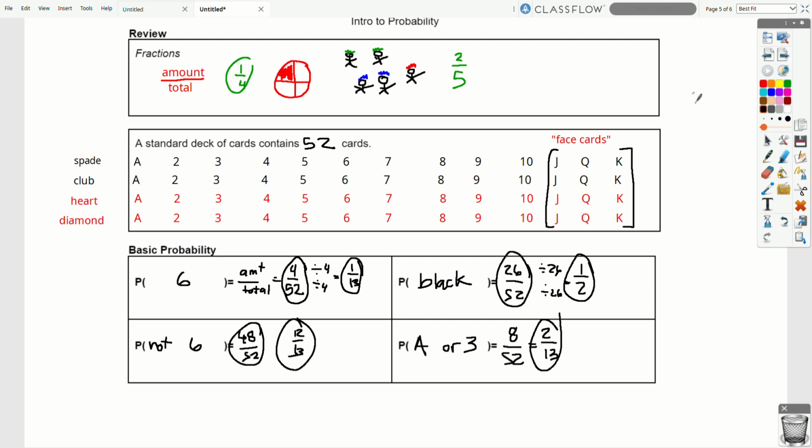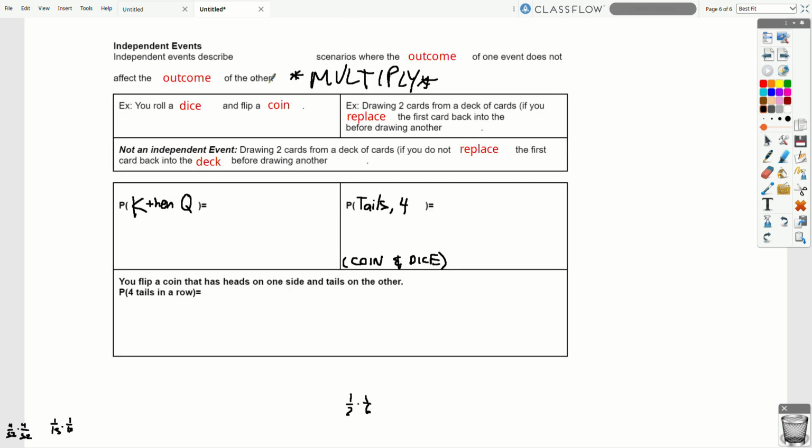So this is the basic kind of probability that is going to be the first half of the assignment, just amount over total. And now we're going to start to introduce something called independent events, and this is just fancy terms. When I'm back tomorrow, I'll make this more clear, so don't worry if you don't fully understand all these fancy words.